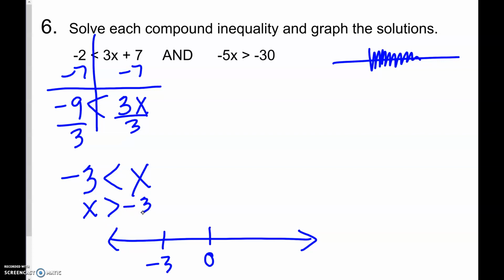All right, now let's graph it. Open or closed circle, and it's going to be open because there's no line underneath it. And now look at it. Any number greater than, and greater than goes this way.